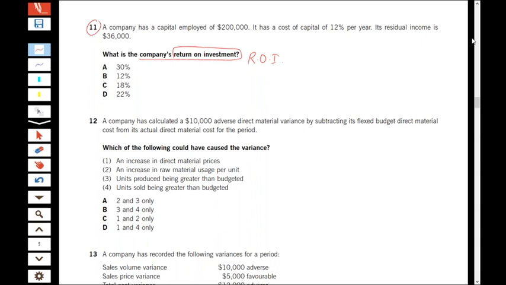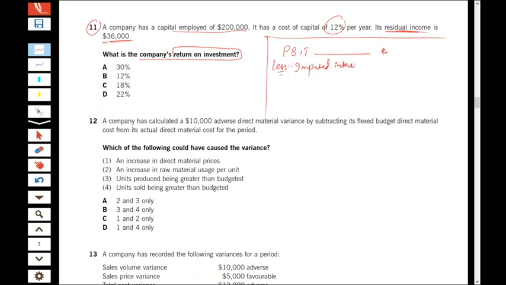Now we are solving this ROI, that is the return on investment. How do you calculate return on investment? That is profit before interest and tax upon capital. But we are not given that. The company has a capital employed of 200,000, its cost of capital, and its residual income is 36,000. As I have told you earlier, whatever the format is given, just write it down. PBIT, I don't know, less imputed interest, that is capital multiplied by cost of capital. 200,000 multiplied by 12%, that is 24,000.